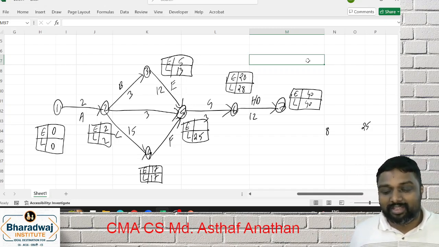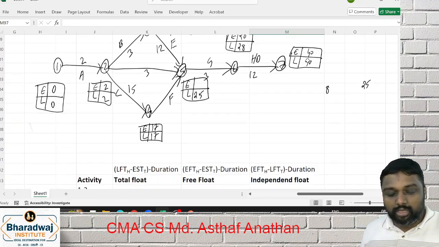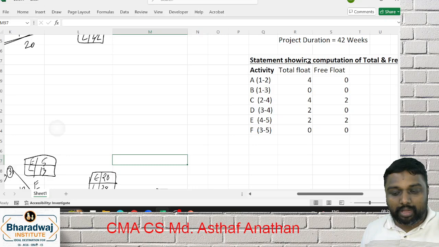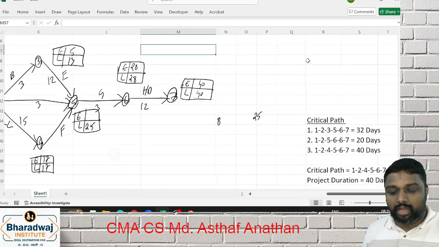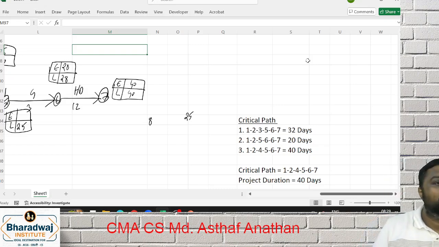We know one shortcut method. Which are all your critical path, that always will be what? 0. So you go to your critical path already. So this is your critical path, which is 1 to 2, 2 to 4, 4 to 5, 6 to 7. That will be what? 0.